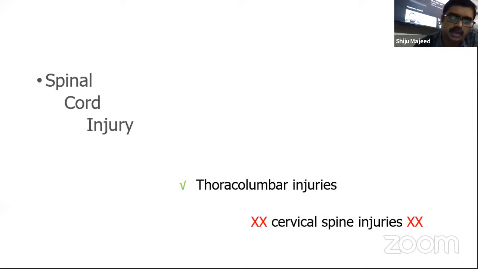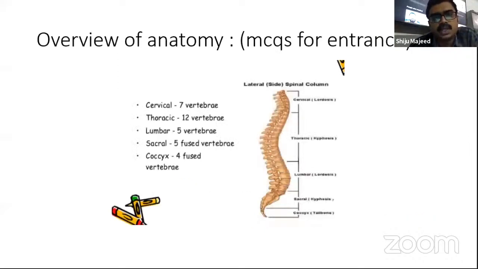injuries. That's also an important part of the spinal cord injury, but this we will not be discussing today because that is not an important part in the undergraduate curriculum. Okay. Now, just to introduce the topic, we need to have a refreshing of the anatomy of the human vertebral column.